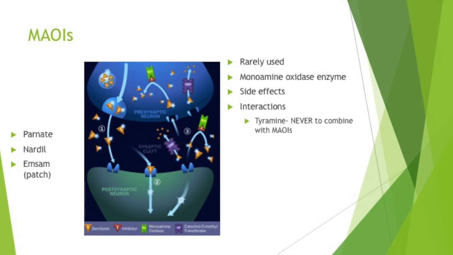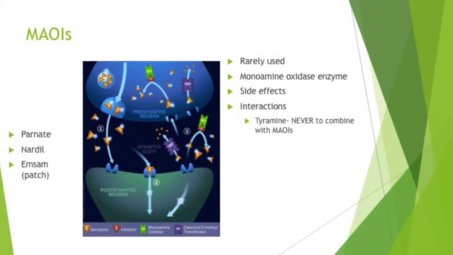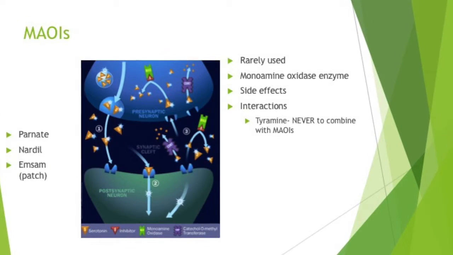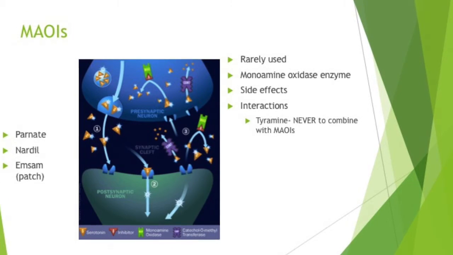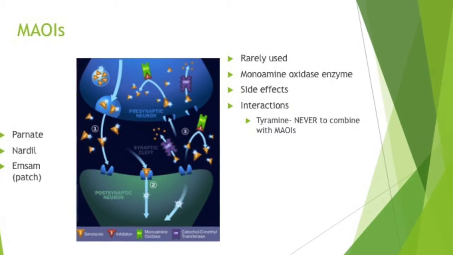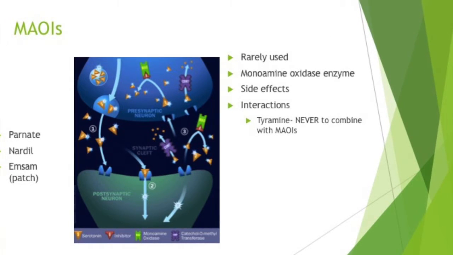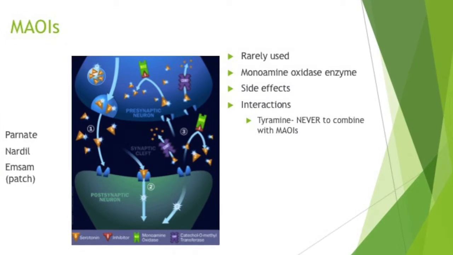MAOIs have been around for over 60 years, but are rarely used today, primarily due to their serious drug and food interactions. Monoamine oxidase is an enzyme in the central nervous system used to metabolize neurotransmitters at a presynaptic nerve ending. MAOIs inhibit the actions of that enzyme. Popular drugs within this group include Parnate and Nardil. There's also a patch for the drug to be absorbed through the skin in order to reduce side effects.